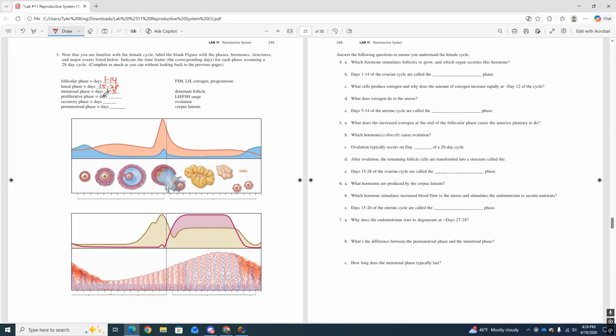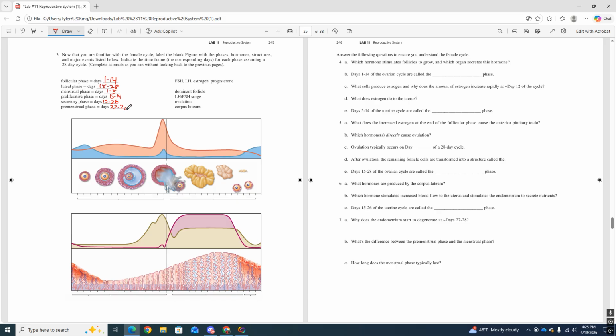Proliferative phase, this is actually having growth of this tissue here. This is going to be days 6 to 14, growth of that uterine lining. Secretory phase, so where's this one going to occur? It's going to occur days 15 to 26. And then the premenstrual phase, days 27 to 28, the last part, when you are actually having the breakdown of the tissue when it is not being fully discharged yet.